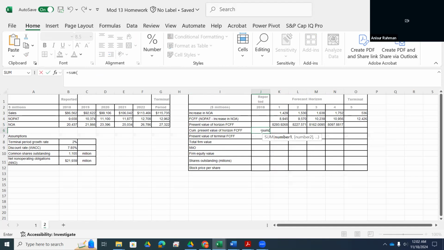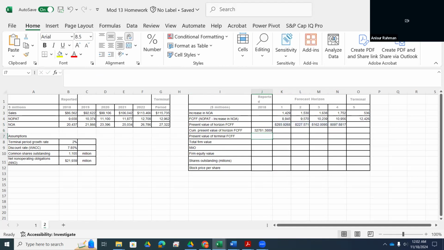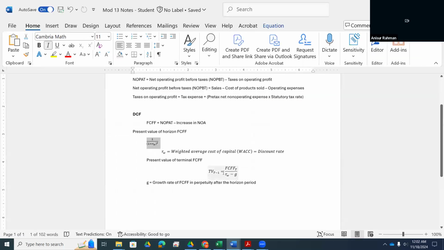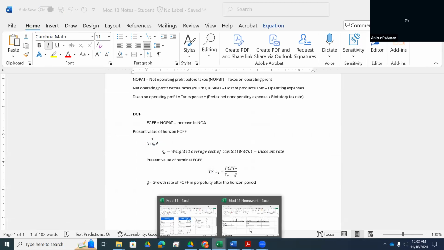So sum this, and then present value of terminal free cash flow to the firm. So there are two things. One thing is present value, another thing is terminal free cash flow to the firm. First, we'll calculate the terminal free cash flow to the firm using this formula, and then we'll use this formula to find out the present value of this value. So this is our terminal value.